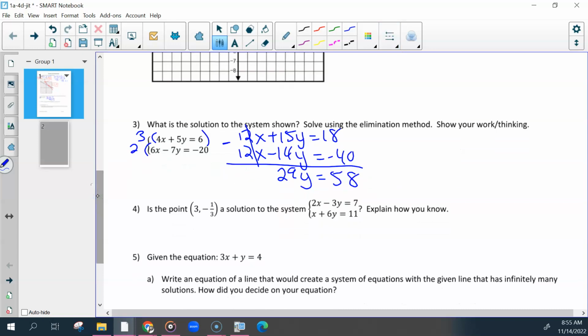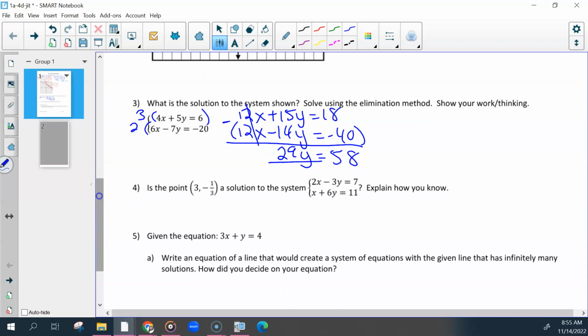Why are you adding? 18 minus a negative. The minus the negative becomes a plus. So you got rid of the 12, and then I thought you were supposed to always subtract it. We're subtracting everything. But 18 minus a negative 40 is 58, and 29y equals 58, so y is 2.